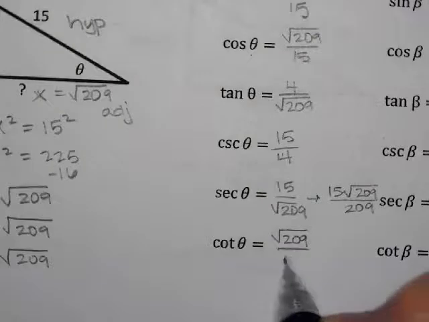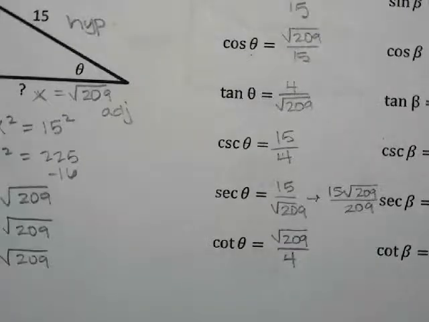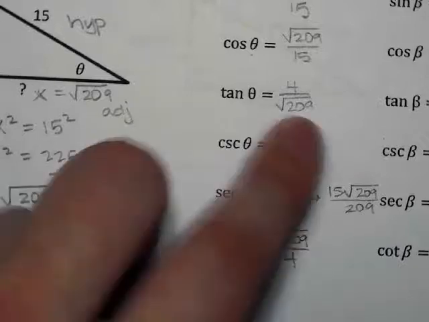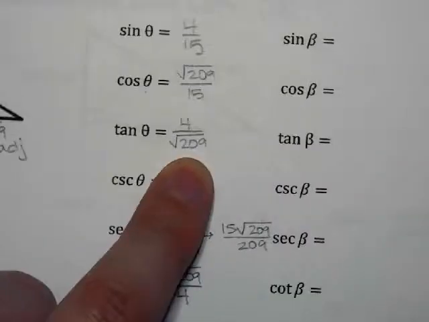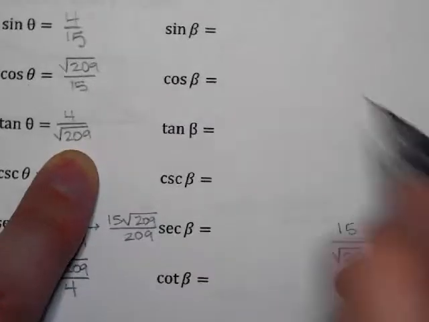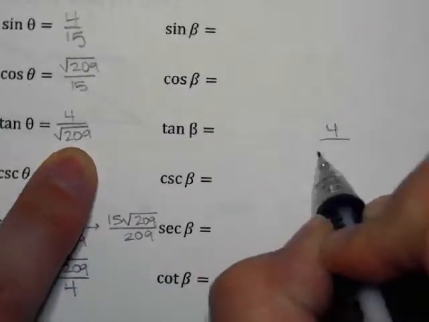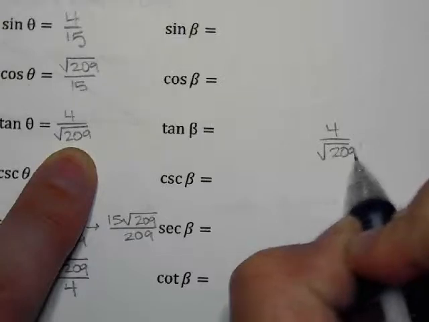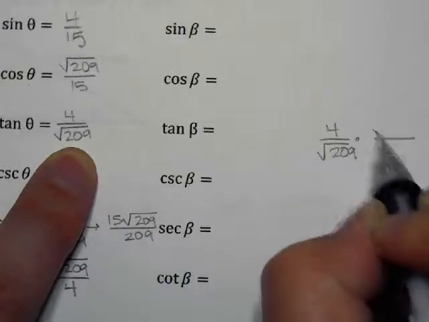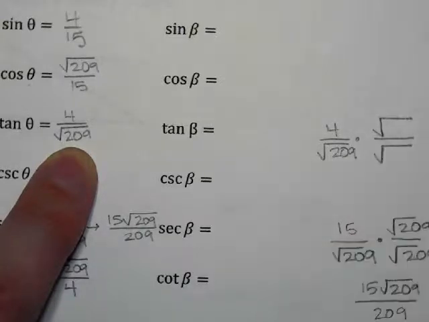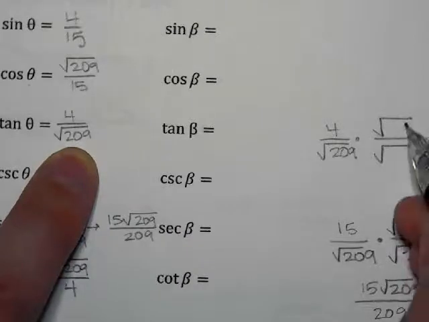So let's go ahead and take the tangent one and fix it. I'm going to take this answer off to the side. So I got 4 over root 209. I'm going to fix it. I'm going to multiply it by 1. And now we're pros at this, right? So what goes in the radical? 209.